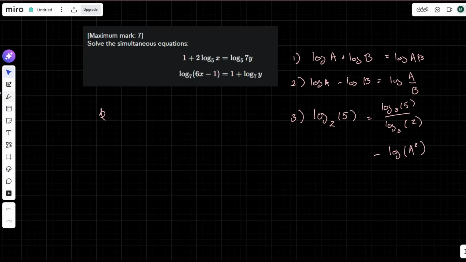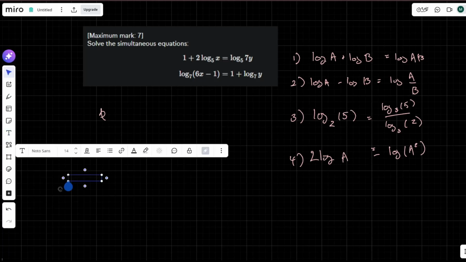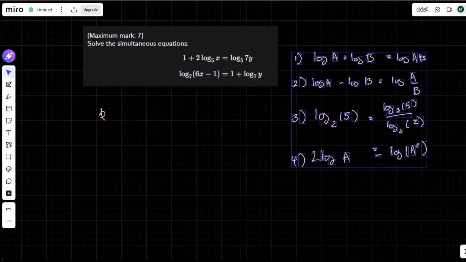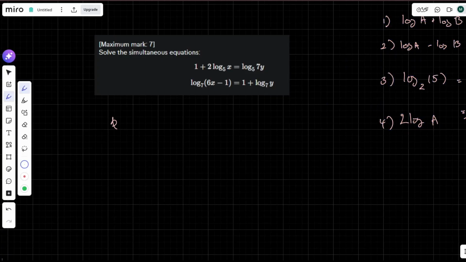Okay, I'll rewrite it. So this is going to be, it was 2 log of a equals log a squared. And then I'm going to move this over. So using this, I think our change of base is going to be really important. I'm going to focus on log base 7 of y.